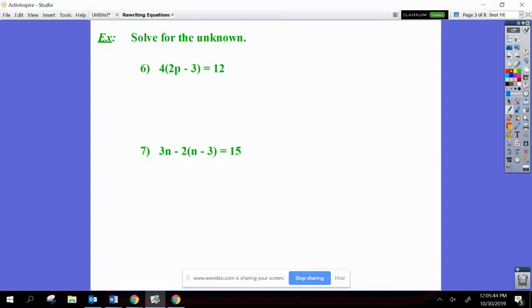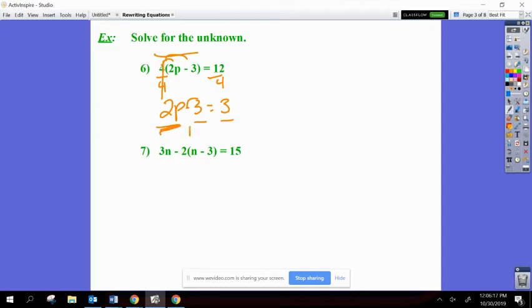Skipping ahead, hypothetically, even if we had parentheses, we could still distribute, or you could divide by 4 since it's on the outside and just have 2p minus 3 equals 12 divided by 4, which is 3. Now, 3 terms, all of which are separated: 2p, negative 3, and positive 3. Only one of these terms contains the variable that I'm looking for, and that term, of course, is the 2p. So I want to get the 2p by itself.